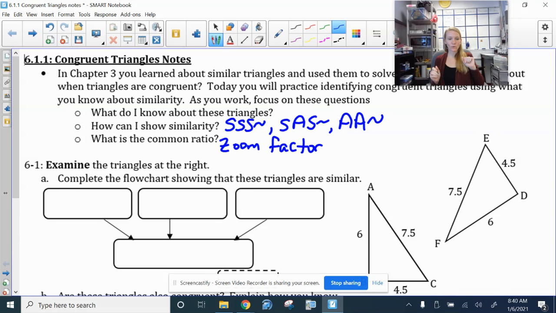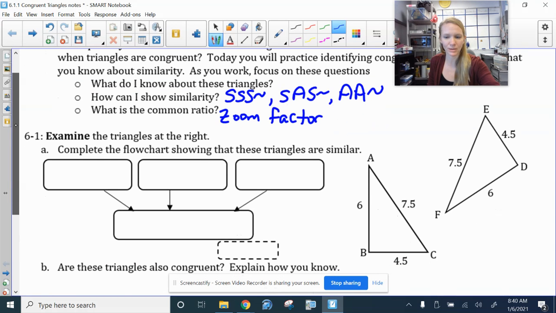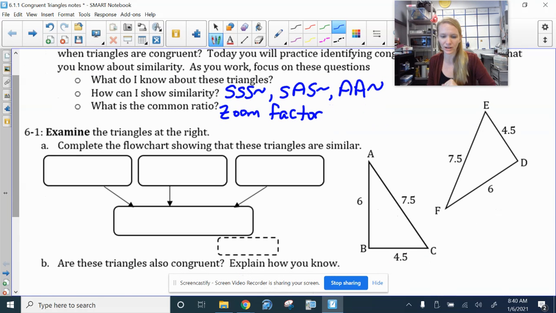Okay. So what we're looking at first on the 6-1, we're going to look at these 2 triangles and try to decide, are these triangles in fact similar, and is there anything else we know about them? So completing our flow chart, on our first triangle ABC, we've got a 6, a 7.5, and a 4.5. And our triangle DEF, we've also got a 6, a 7.5, and a 4.5.